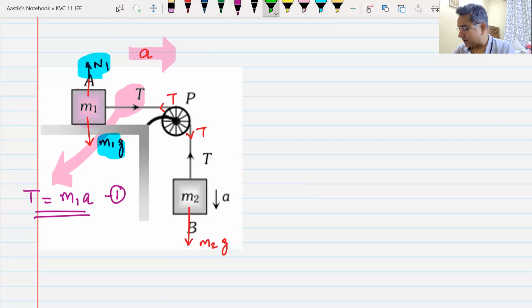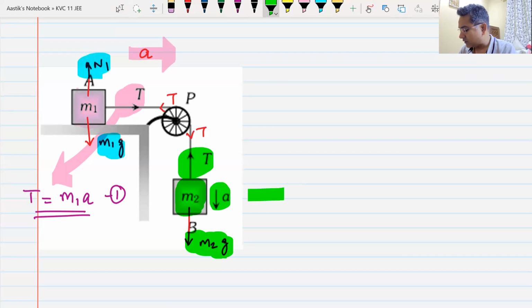Let me move on to the green block. Green block is M2. T is upwards. M2G is downwards. And acceleration is downwards. What is the green equation? M2G minus T is equal to M2A.